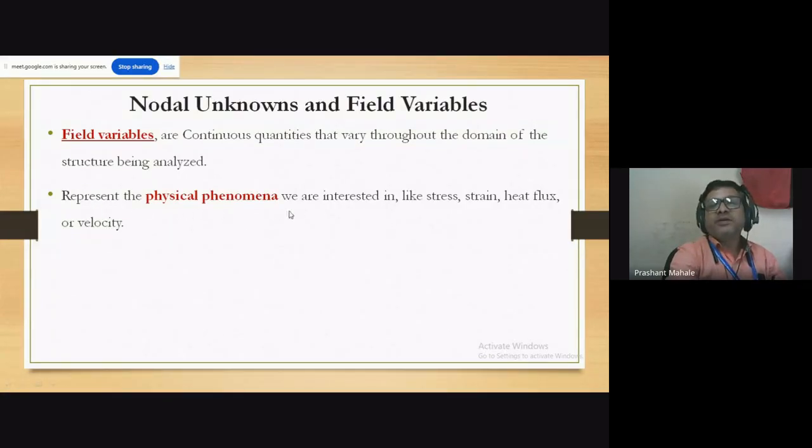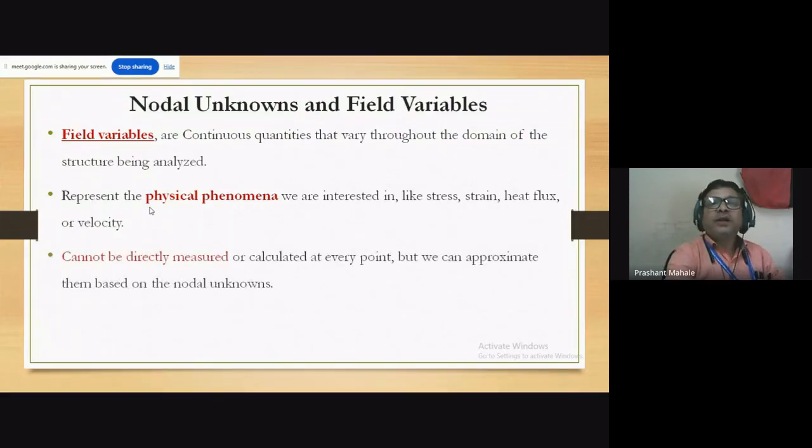So they represent the physical phenomena we are interested in, like stress, strain, heat flux, and velocity, and so on, right? And these field variables cannot be directly measured or calculated at every point, but we can approximate them based on the nodal unknowns. So this is the relation between nodal unknowns and field variables.